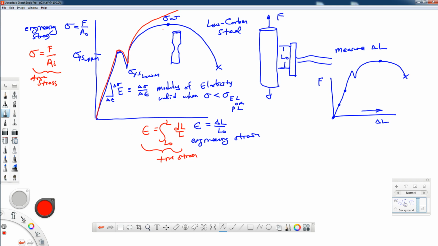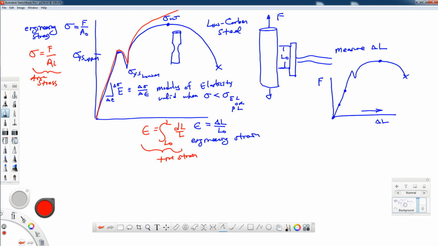And it never really falls. Once it gets past the ultimate, it starts to separate a little bit before the ultimate, but it doesn't fall. It keeps increasing because the stress really does go up when this area gets real small. It's just that it's not accounted for in the engineering stress definition.